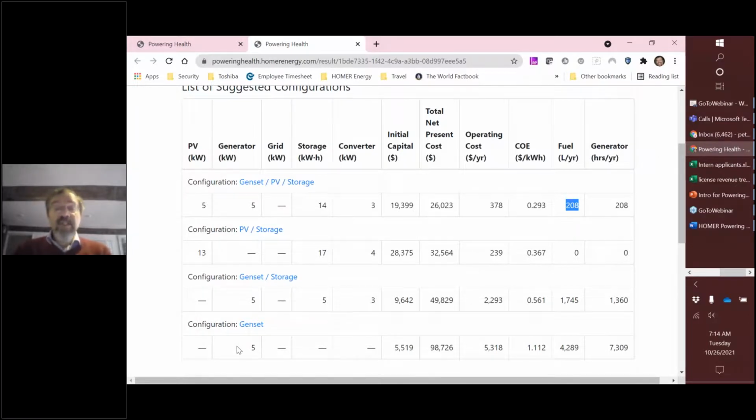If you were trying to meet this load just with a generator, your fuel consumption would be 20 times greater. Your capital costs, of course, would be a lot lower, but your operating costs would be more than 20 times higher. So this gives you an overview, and Homer modeled many different configurations of each of these system types. But if I click here, I can get more detailed data on the system. It's got to re-simulate it.